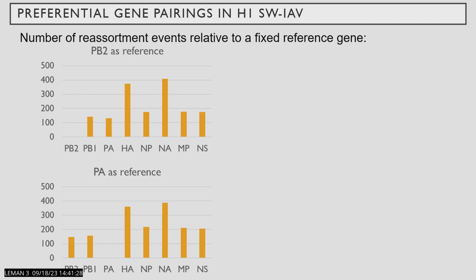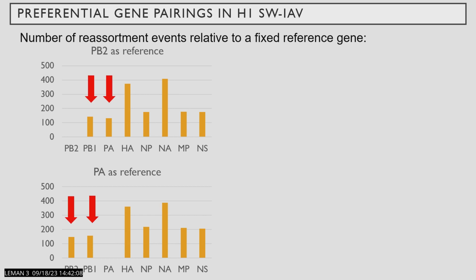And another thing that we're going to do with this tool is look at preferential gene pairings and look at the biology of the virus. So I need to mention that you don't have to map reassortment onto the HA phylogeny. You can also look at other gene segments. For example, here we use PB2 phylogeny as a backbone, and then we map reassortment events onto the PB2, and then we can look at how often PB2 reassorts with other gene segments. And what we see, perhaps expected, is that PB2 reassorts least with PB1 and PA. And similarly, when we use PA as a backbone, we see that PA reassorts least with PB2 and PB1.